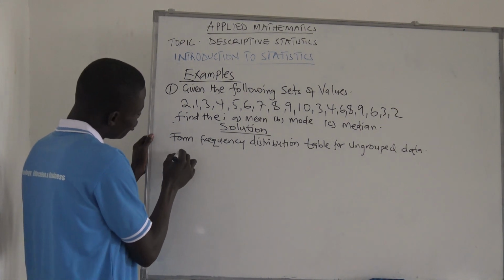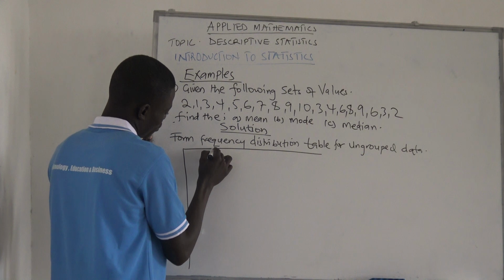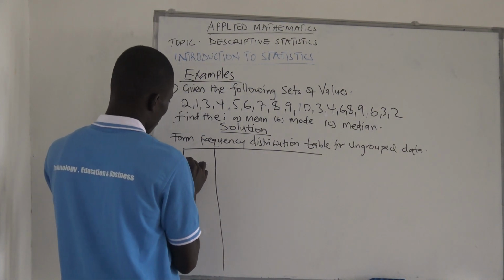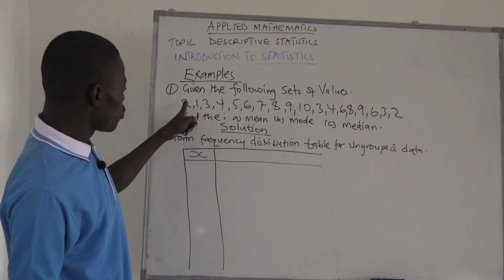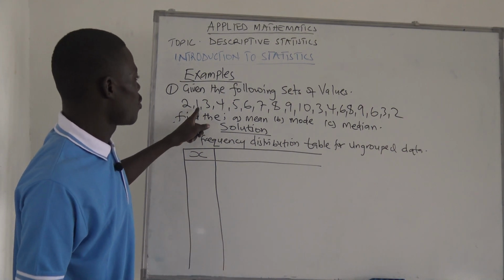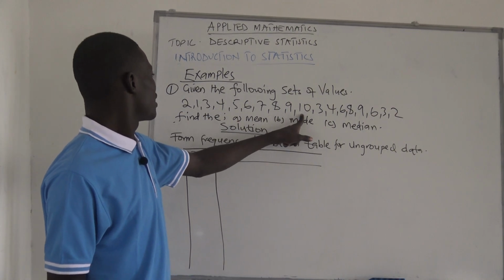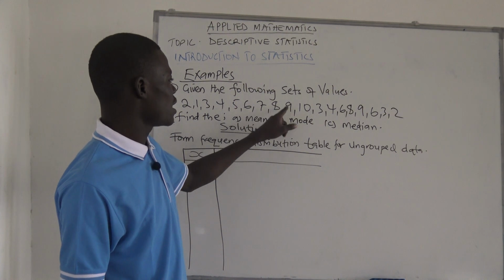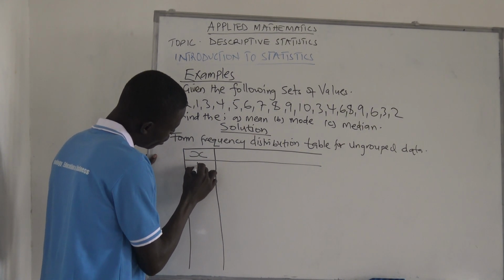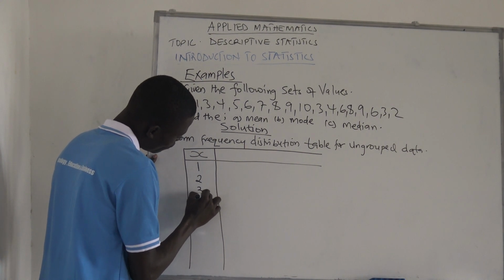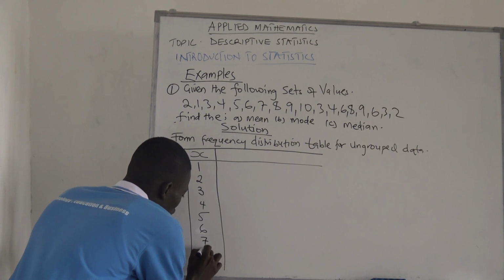We start. Our first column will always be the variable x. So where is our variable running from? We start by rearranging the values in ascending order. The least value is 1 and the greatest value is 10. So we have 1, 2, 3, 4, 5, 6, 7, 8, 9, 10, and then the repeats.